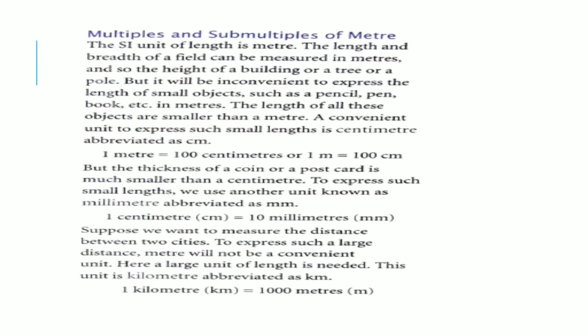Suppose we want to measure the distance between two cities. To express such a large distance, the meter will not be a convenient unit. So here a larger unit of length is needed, that is the kilometer. We can simply write it as km. So 1 kilometer is equal to 1000 meters.